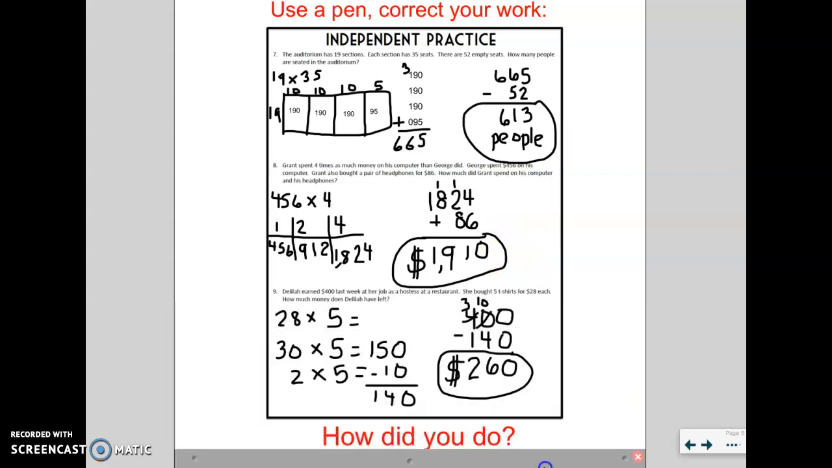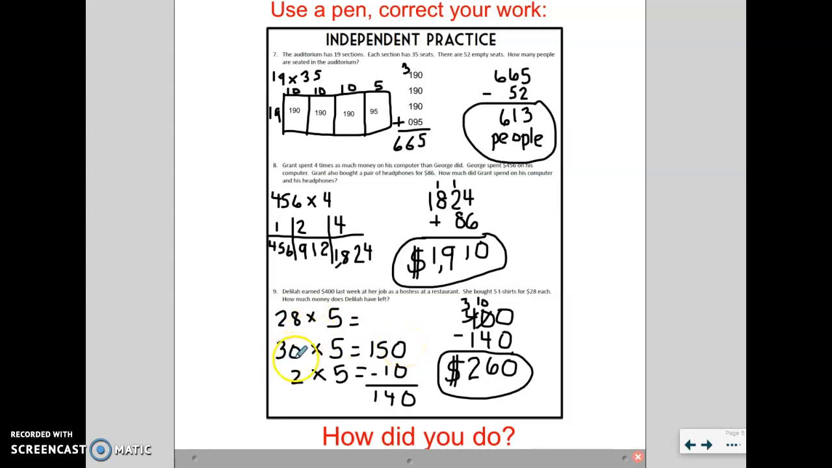And then let's look at the last one. So Delilah earned $400 last week at her job, but she bought 5 t-shirts for $28. So first I have to figure out how much she spent on t-shirts. So my problem was 28 times 5. And I did the over strategy. I just went up and I did 30 groups of 5 because then I could use a basic fact. Because 3 times 5 is 15, and then I would just need to add my 0 on, so $150.